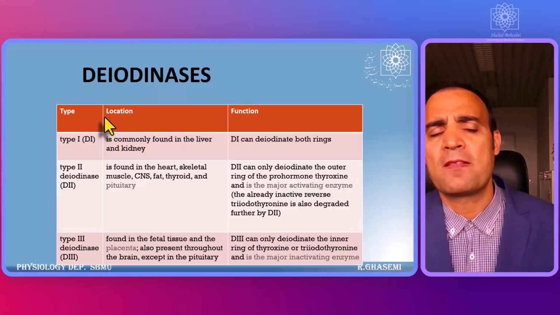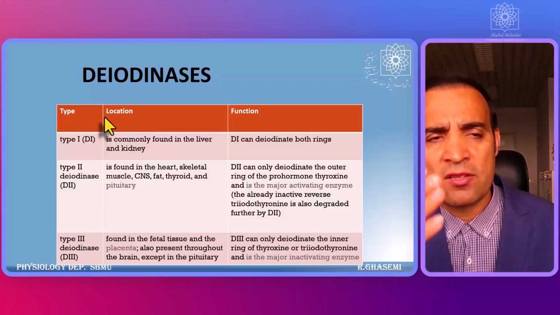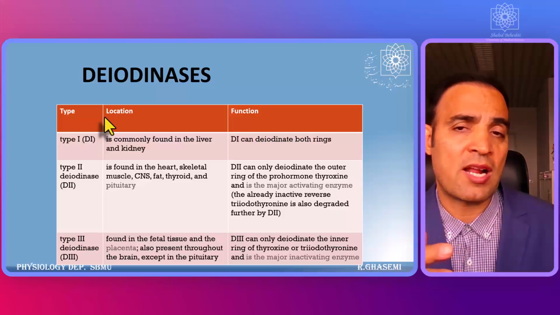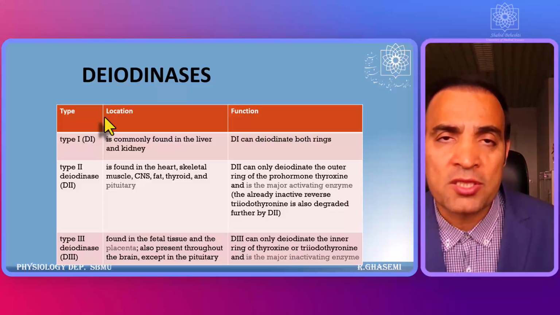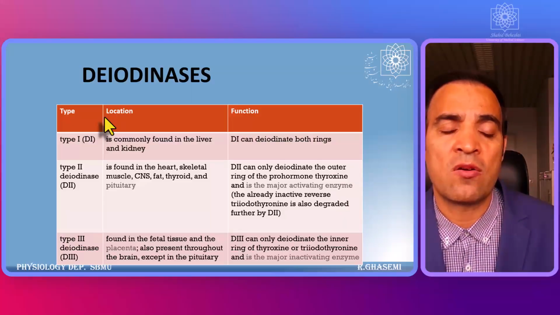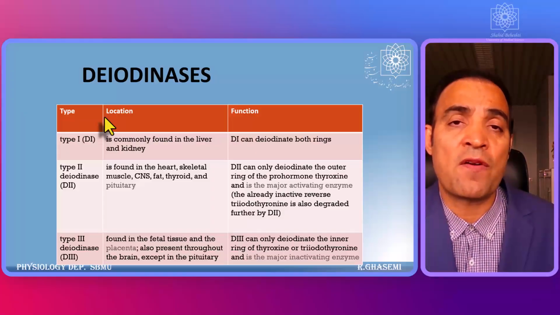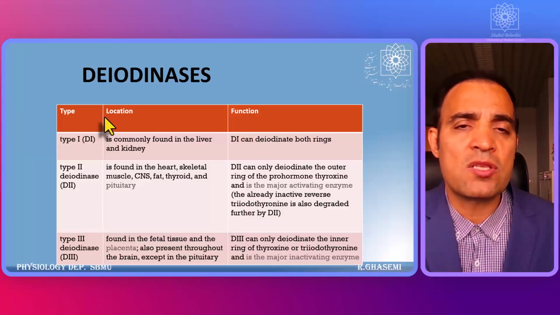This table shows the different types of deiodinase, type 1 and type 2 that are activatory, and type 3 that is an inactivatory enzyme, and the locations where they are expressed and the functions that they have. Please review this table.